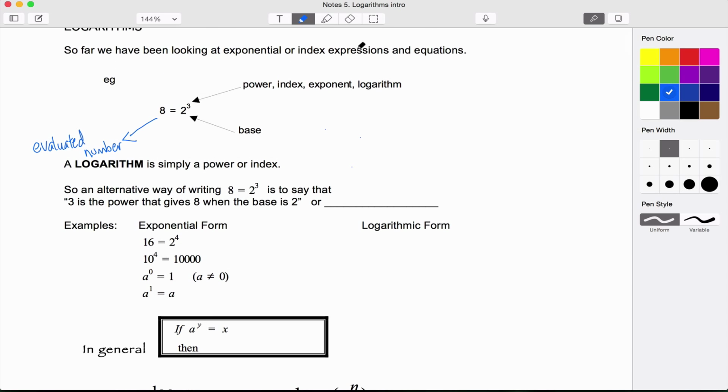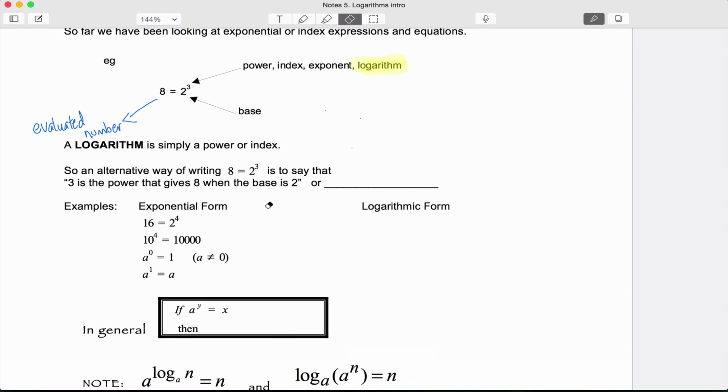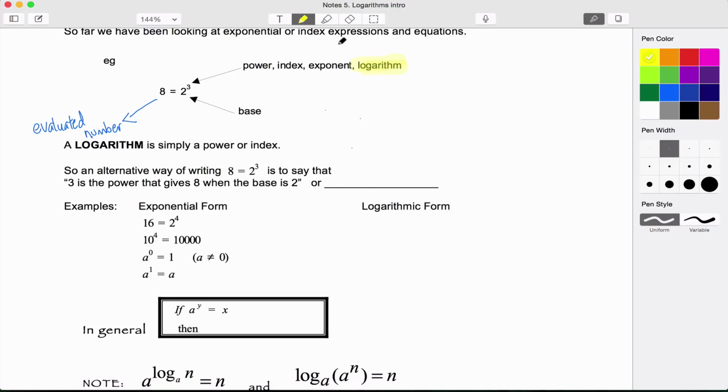What I want you to focus on here is that another way of saying this little number here is to call it a logarithm. And as it says here, a logarithm is simply a power or an index. So we've already looked at index form, which is what this example is written in. An alternative of writing that way is to say that 3 is the power that gives 8 when the base is 2. So we know the base is 2 and the power is 3, and it gives 8 as the evaluated number.